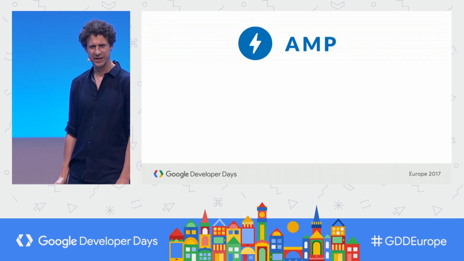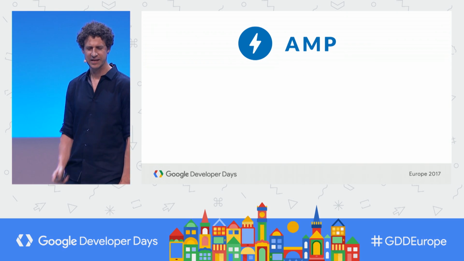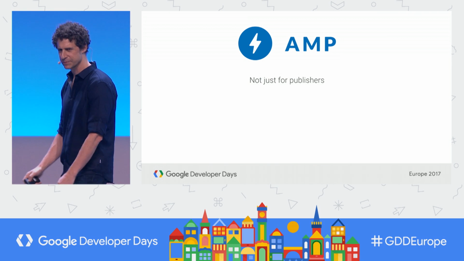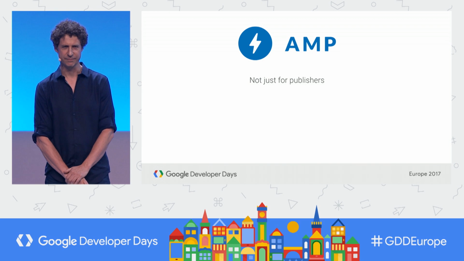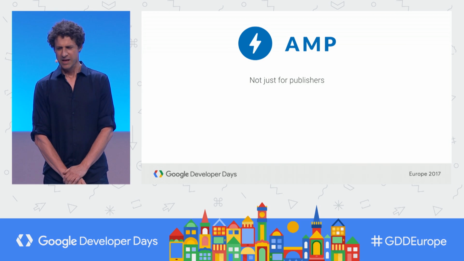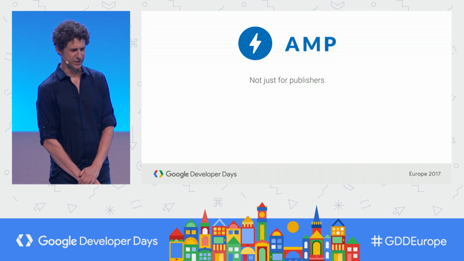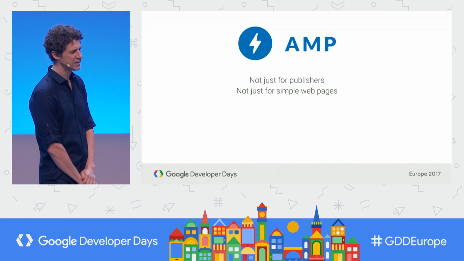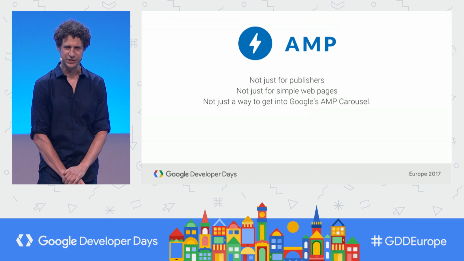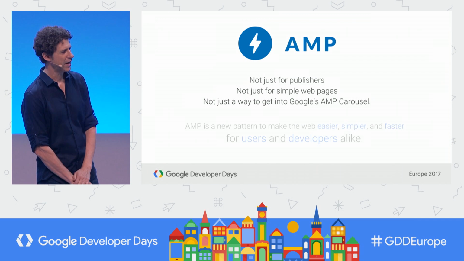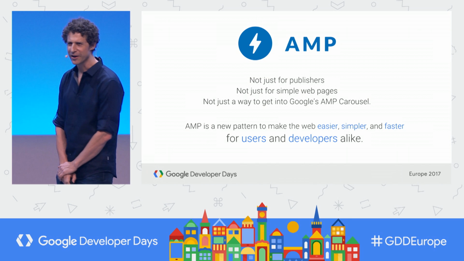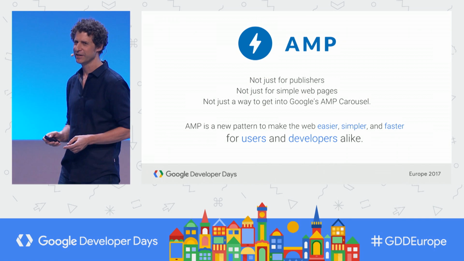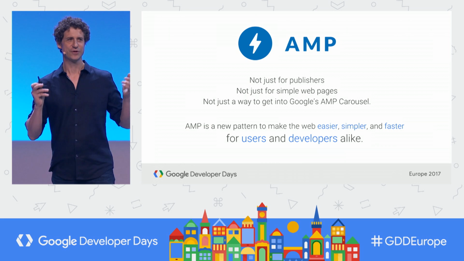So what is AMP? Accelerated Mobile Pages. People sometimes think about it as this thing that was started for publishers. Most major publishers in the world use AMP in some way or another. But it's more than that. It's not just for publishers. It isn't just a way to make simplified web pages or to get into Google's search AMP carousel or make Google happy in some way. It's a new pattern to make the web easier and simpler and faster for users and also for all of you.